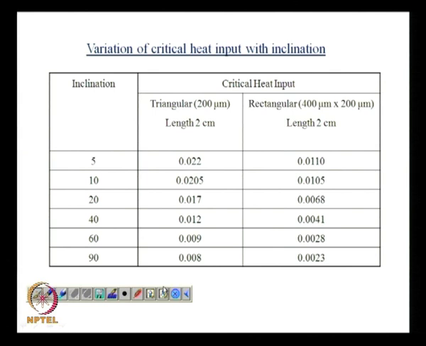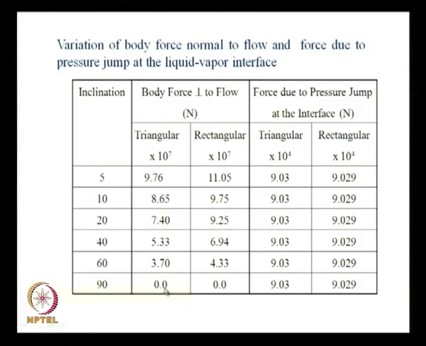So, this shows that with change in inclination, the critical heat input, the heat input that the heat pipe can sustain, keeps on decreasing drastically. And even here you would see the difference in the amount of heat between the rectangular and the triangular. So, the point to be made is that there will be liquid at all corners, but the critical heat input will still be a function of the inclination.